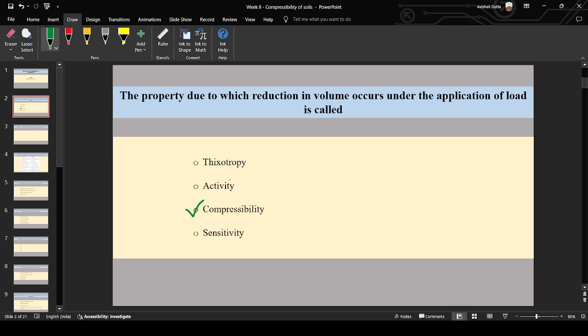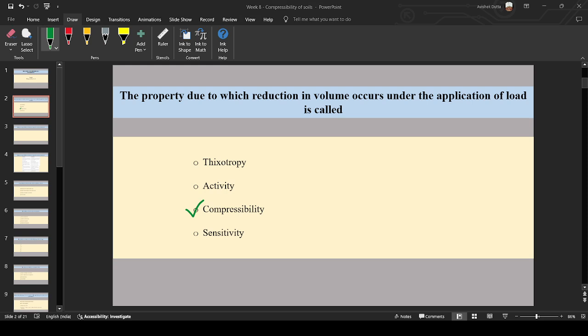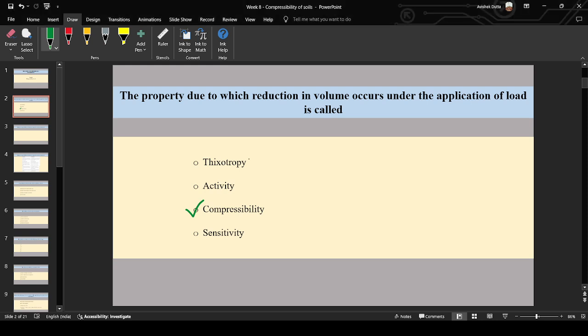What is activity? It is found mostly in clays. It is the degree of the moisture holding capacity, or water holding capacity, of clays. What is sensitivity? Sensitivity is the degree of disturbance that has occurred in a soil due to remolding. Okay, so these are the definitions of the other three options.